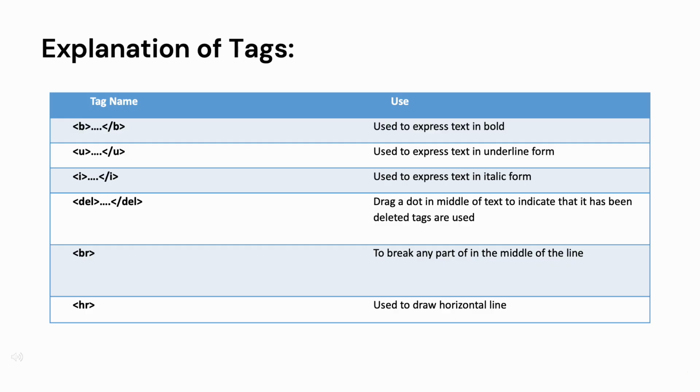Explanation of tags. Use to express text in bold. Use to express text in underlined form. Use to express text in italic form. Drag a dot in middle of text to indicate that it has been deleted. Tags are used to break any part of the line in the middle of the line. Use to draw horizontal line.